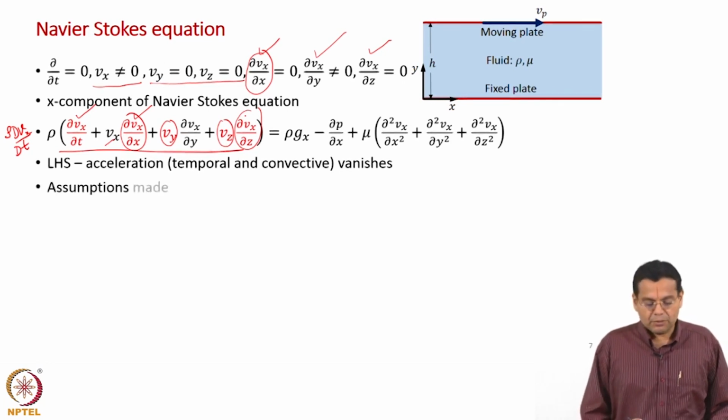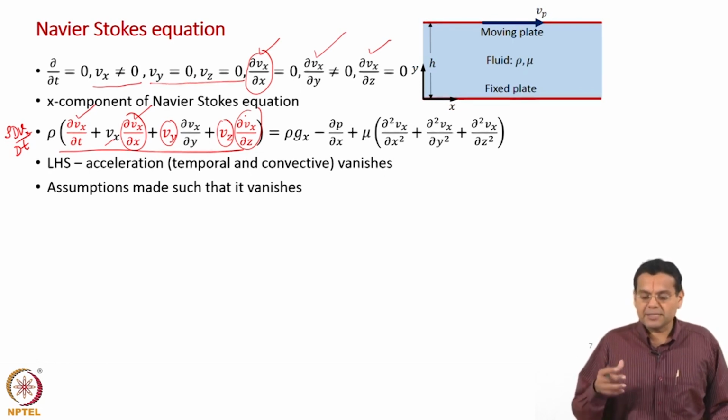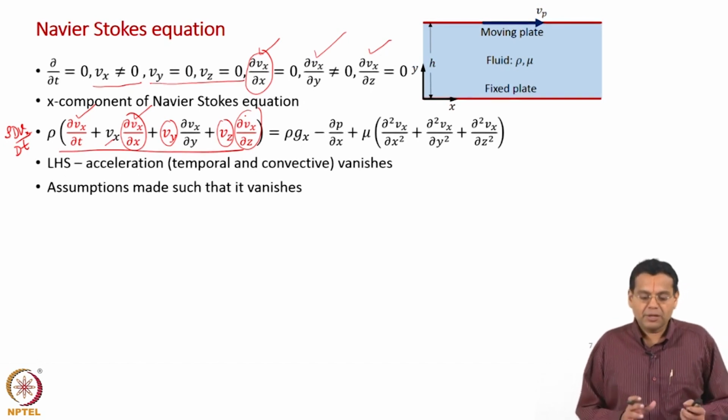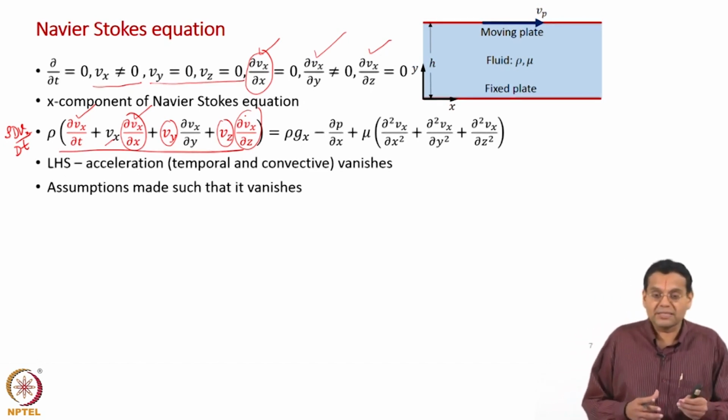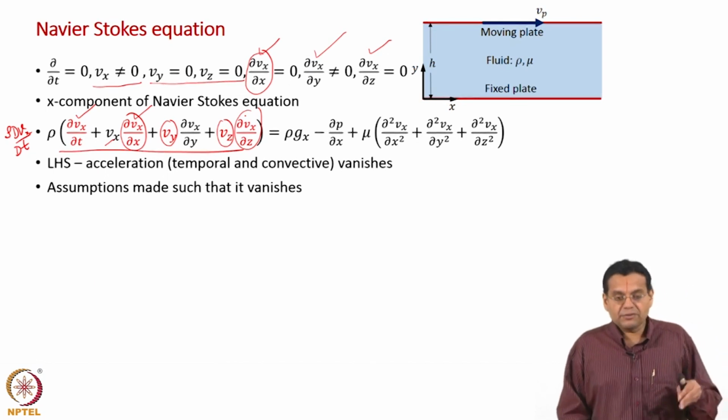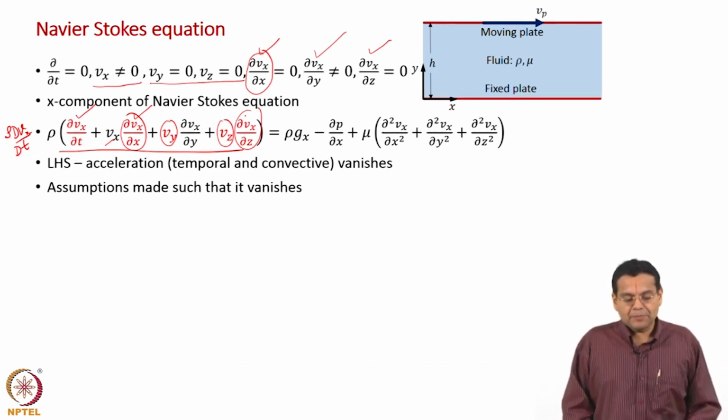Okay. Now, putting it the other way, we made assumptions in such a way that the left hand side vanishes, that is the other way of looking at it. Otherwise the assumptions would have looked disconnected. The reason for making those assumptions is so that the left hand side vanishes, both the temporal and convective acceleration. Now, why should we do that? What would happen if the left hand side were to be present? Okay, let us discuss that.